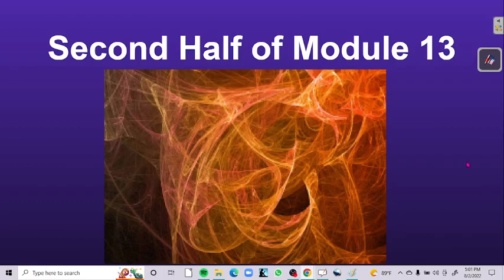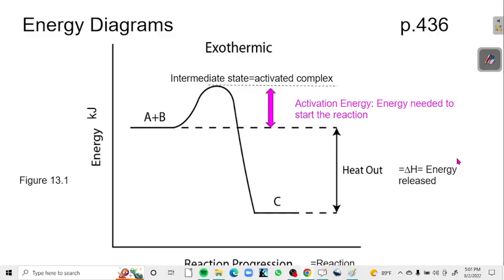Hello everybody, we're going to finish the second half of module 13 today. Page 436 in your textbook. We're going to start with energy diagrams. You will have to determine if a diagram represents an exothermic reaction or an endothermic reaction, and also be able to calculate the change in enthalpy by reading the diagram.